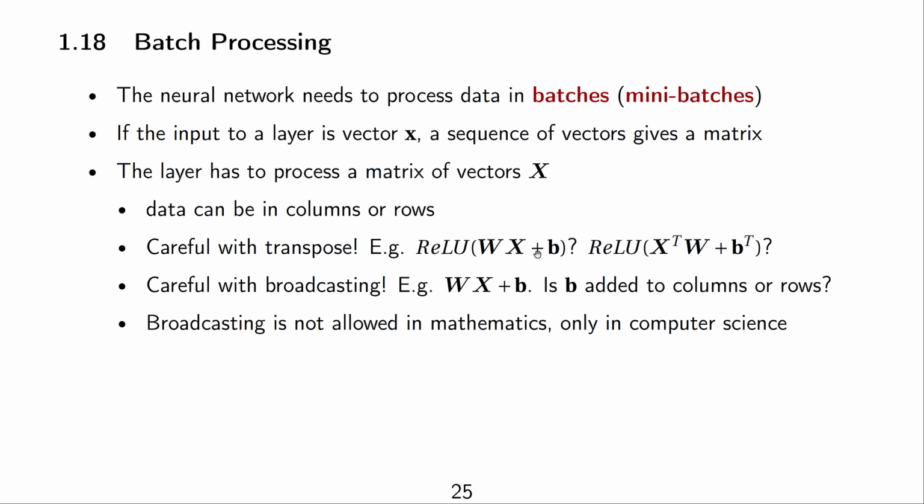The other thing is you have to be careful with broadcasting. So we have something like W times X plus B: is B added to the columns or to the rows? Again, this is some type of error you can make with regards to matrices and their transpose. Hopefully you can figure these things out by yourself. Also, if you took a linear algebra course, you might be shocked, because broadcasting in general is not allowed in mathematics. There will be criticism that you're making a basic syntax error, but in computer science it is actually allowed to add a vector to a matrix.